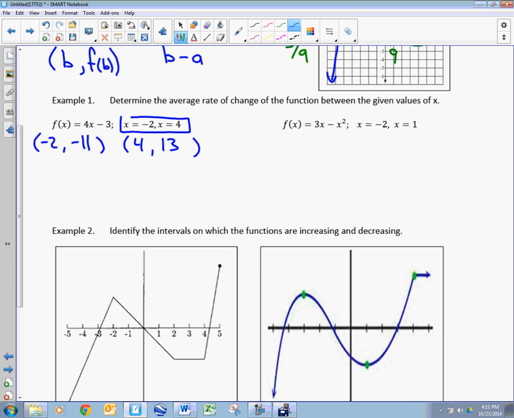So the average rate of change is f of B minus f of A divided by B minus A. Positive 24 divided by 6 is 4. 4 is the average rate of change.